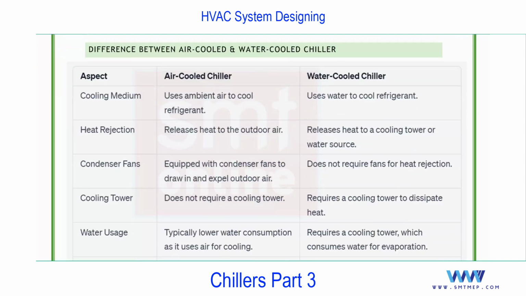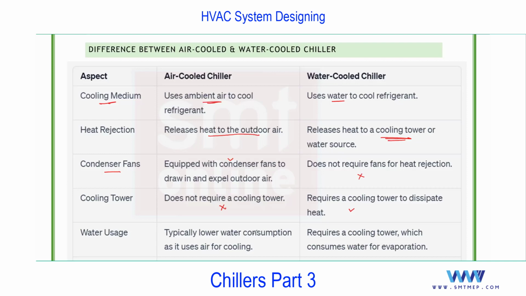You see, this is important from an interview point of view. In the list, the first point is the difference between air cooled and water cooled chiller. Cooling medium: we are using atmospheric air in an air cooled chiller. In a water cooled chiller, we are using water to cool the refrigerant. Next, heat rejection: an air cooled chiller releases heat to the atmosphere, and here it releases heat to the cooling tower or to the water, which is used to cool that condenser again. Next, the condenser fan you will find in air cooled, not in water cooled. A cooling tower is not applicable for air cooled, it is applicable for water cooled.